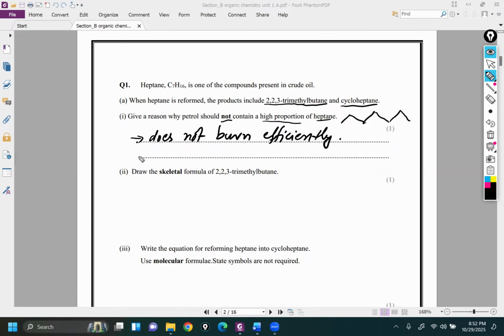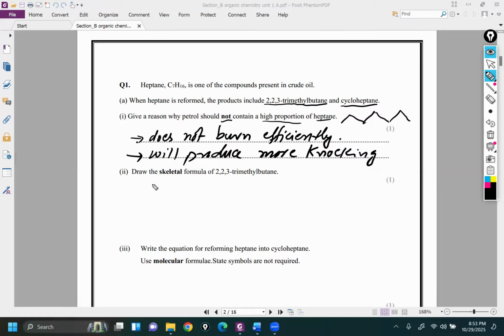The second reason is if there is a high proportion of heptane or the straight chain alkane in petrol, it will cause more knocking. Or you can also say it will decrease the octane number of the fuel.